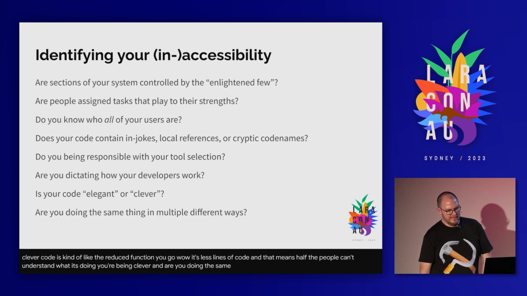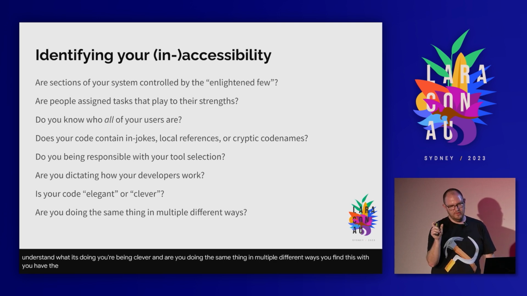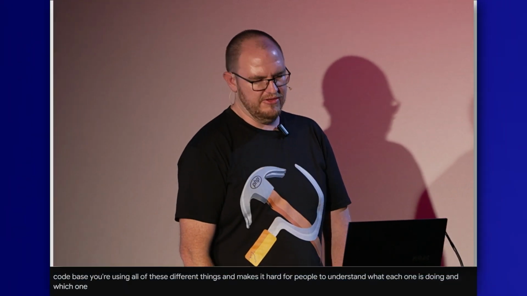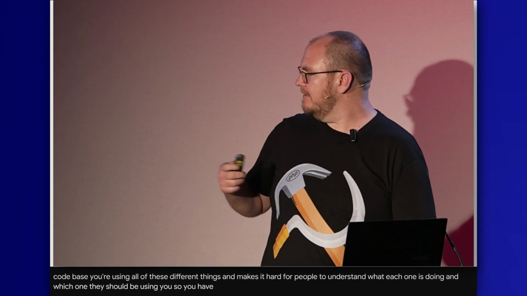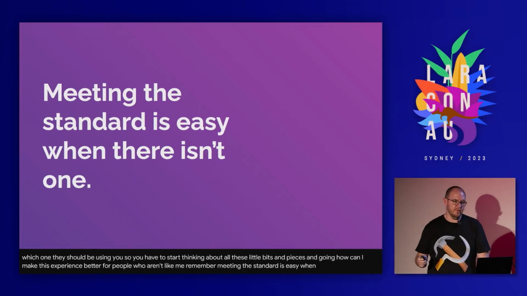And are you doing the same thing in multiple different ways? You find this with the short helper function auth, the auth facade, and access to the user through the request. If in your code base you're using all of these different things, it makes it hard for people to understand what each one is doing and which one they should be using. So you have to start thinking about all these little bits and pieces and going, how can I make this experience better for people who aren't like me? And remember, meeting the standard is easy when there isn't one.